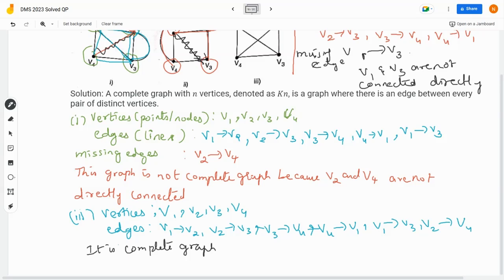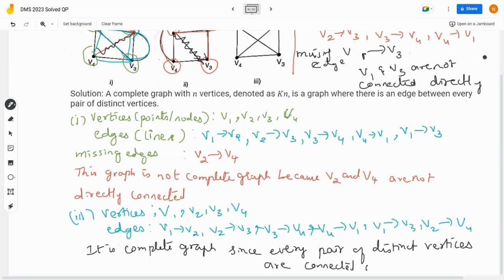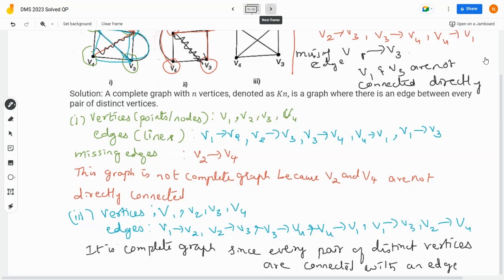Since every pair of distinct vertices are connected with an edge. If it is connected with an edge, then it is called a complete graph.